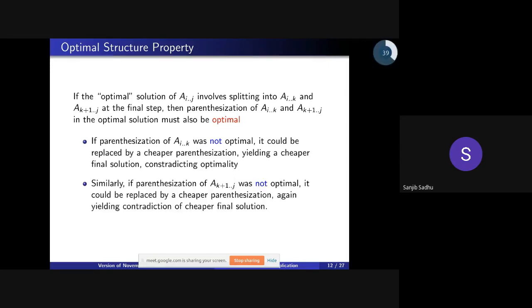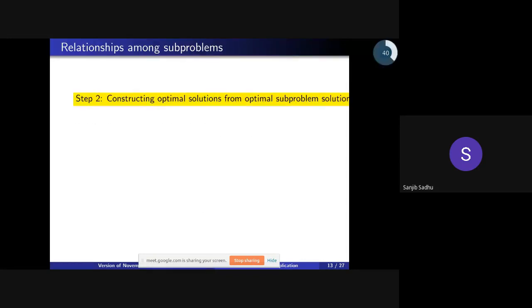Similarly, the ak+1 to aj sequence should also be optimal, meaning the order in which you should multiply should be optimal. If you could not parenthesize the expression ak+1 to aj optimally, then you will not get the optimal answer for ai to aj either. So you have to find the optimal solution for the subproblem also. If you do not get the optimal solution for the subproblem, you will not get the optimal solution for the given main problem.